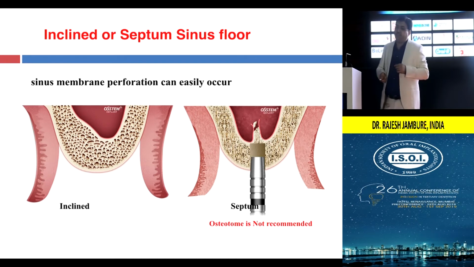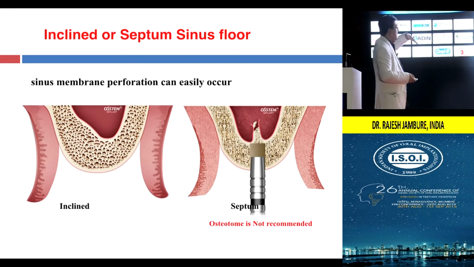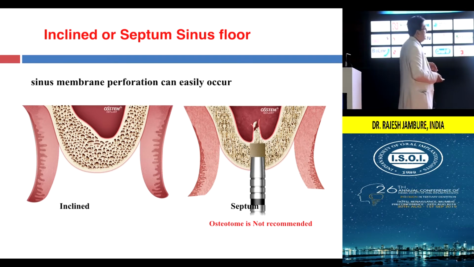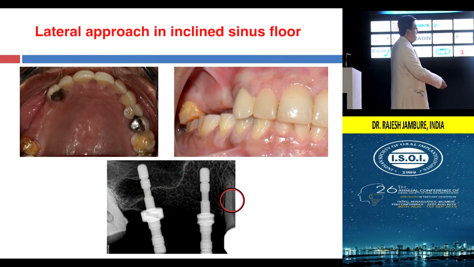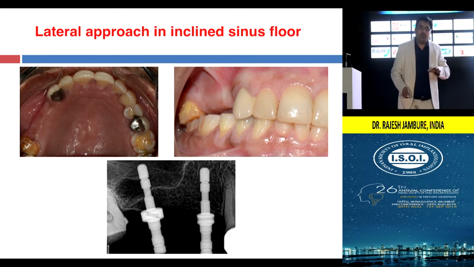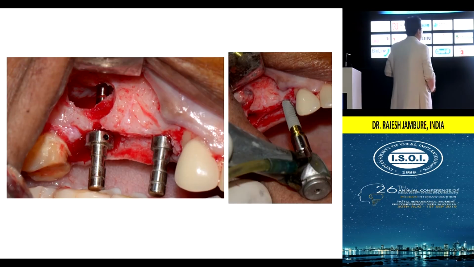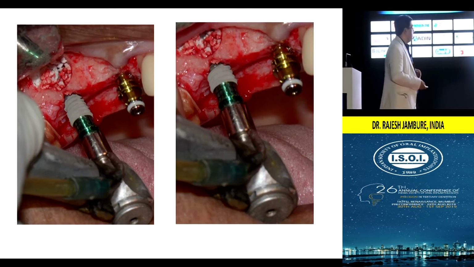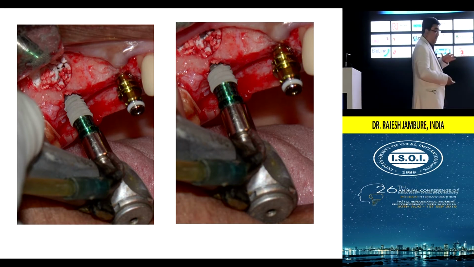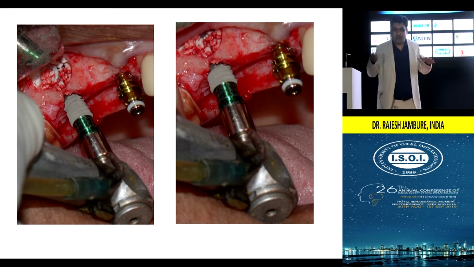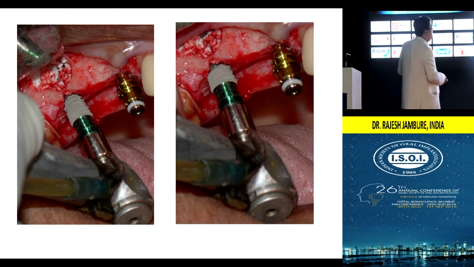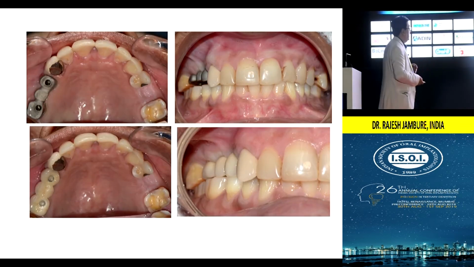Another thing is inclined planes of the sinus floor, as well as some septa cases. If you see this particular case here, can you see the sinus floor, a very inclined kind of sinus floor? With osteotome techniques and other techniques, you can get perforations in this case. So I prefer to go for a lateral approach in this case, and then the success is comparatively better. Golden hands can do magic with any RBH or any kind of floor, but I feel these are certain guidelines given in the literature, and you must follow them.